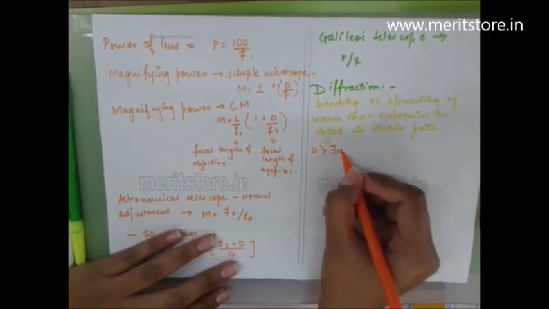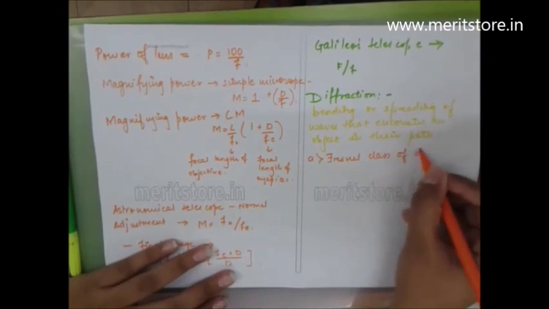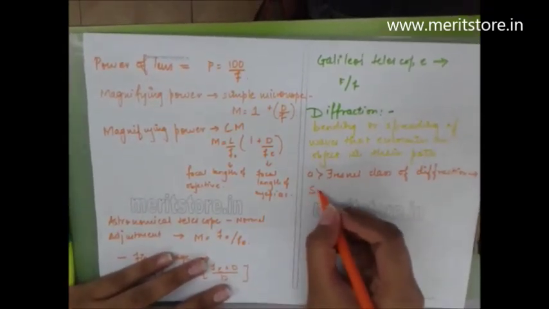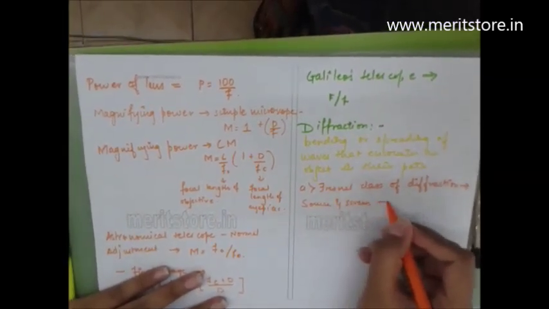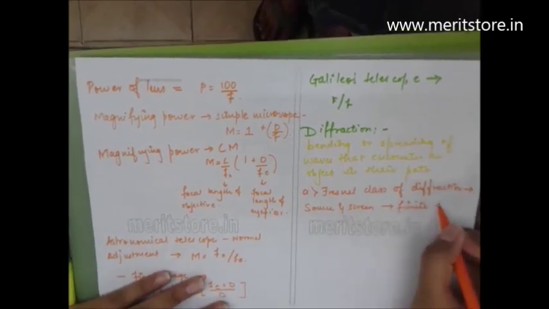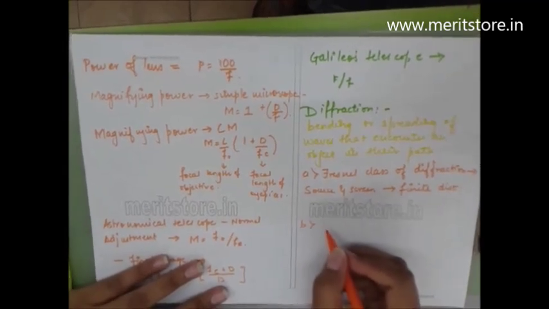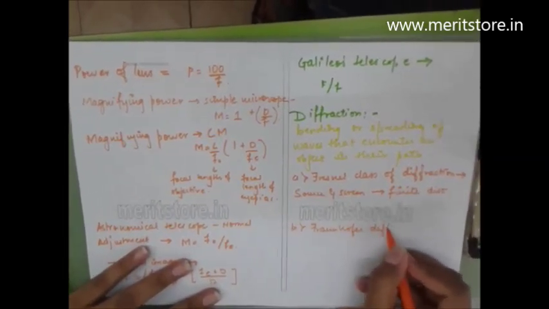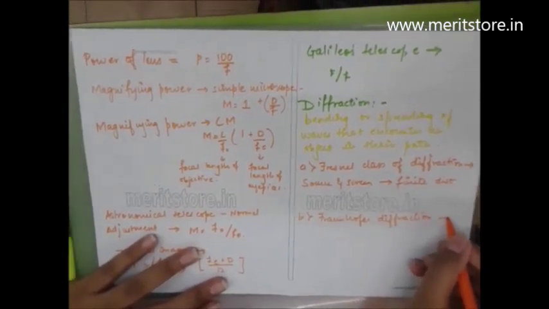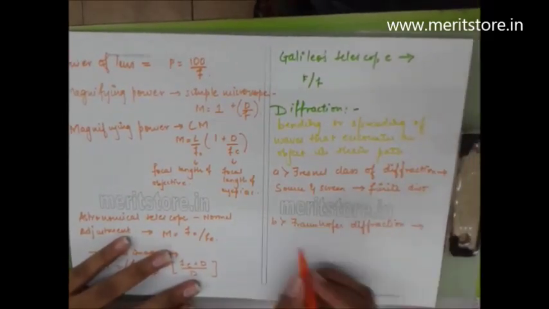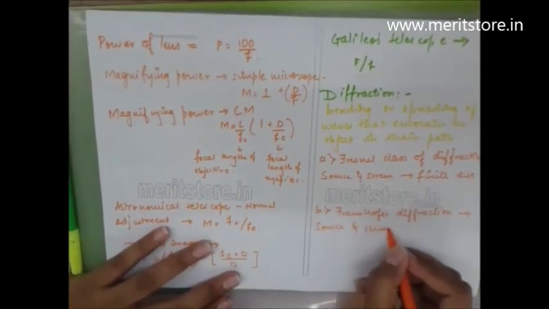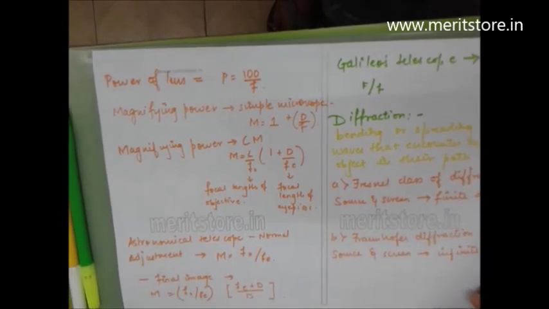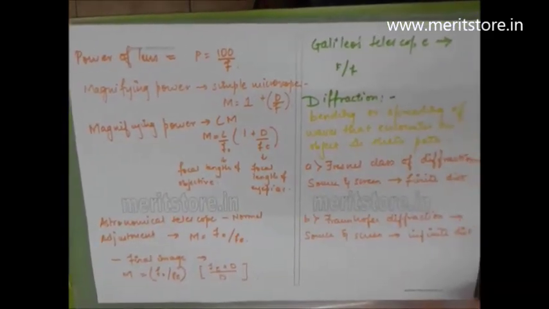In Fresnel class of diffraction, the source and or screen are at finite distance from the aperture. In Fraunhofer diffraction, the source and screen are at infinite distance from the aperture. Fraunhofer case is a special case of Fresnel diffraction.